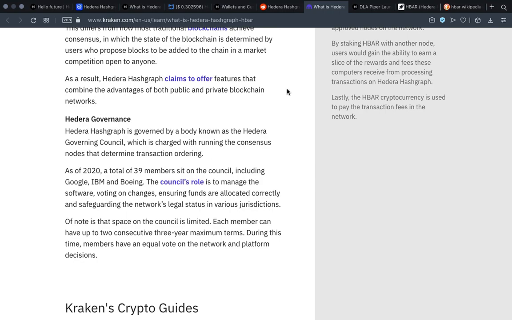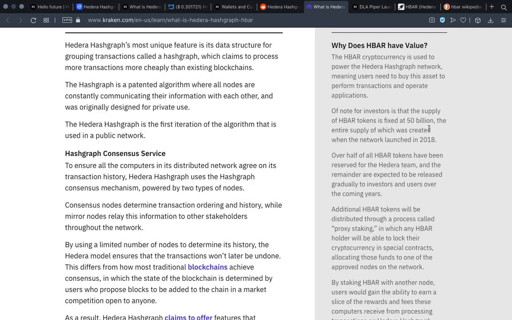Hedera governance. Hedera Hash Graph is governed by a body known as the Hedera Governing Council, which is charged with running the consensus nodes that determine transaction ordering. As of 2020, a total of 39 members sit on the council, including Google, IBM, and Boeing. The council's role is to manage the software, voting on changes, ensuring funds are allocated correctly, and safeguarding the network's legal status in various jurisdictions. Of note is that space on the council is limited. Each member can have up to 2 consecutive 3-year maximum terms. During this time, members have an equal vote on the network and platform decisions.